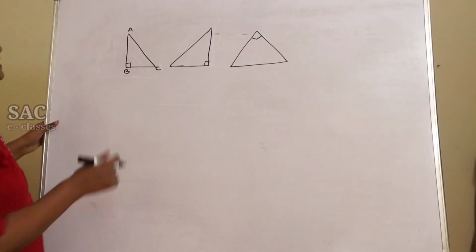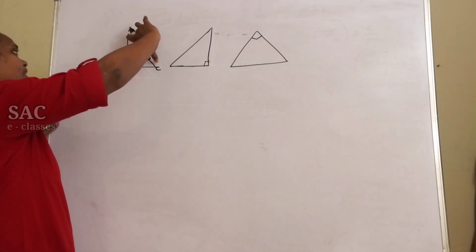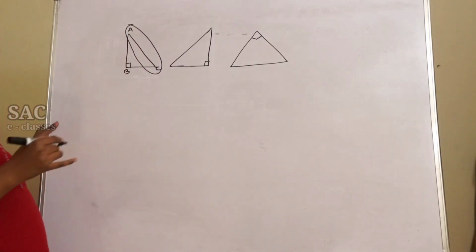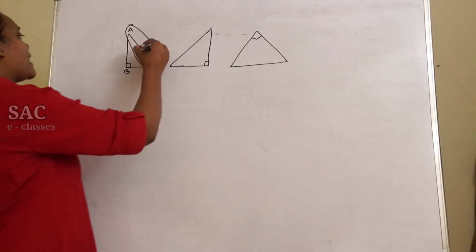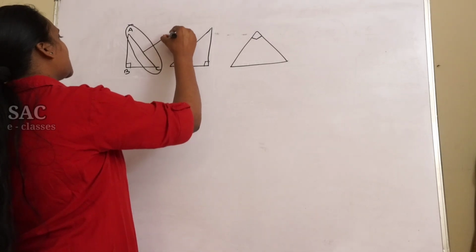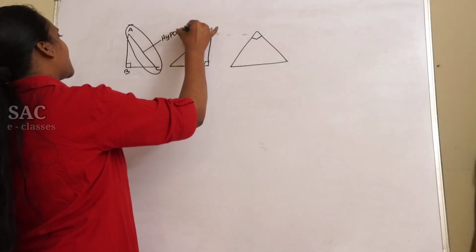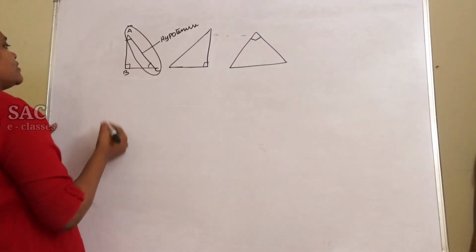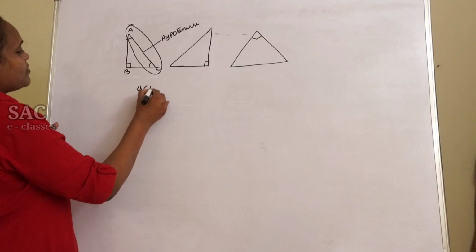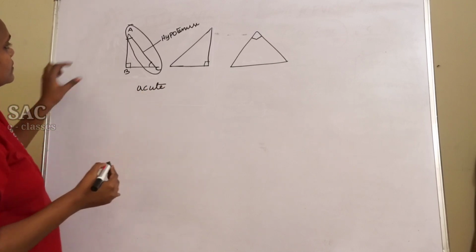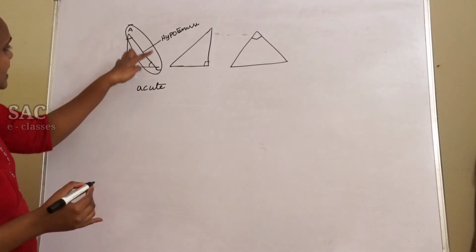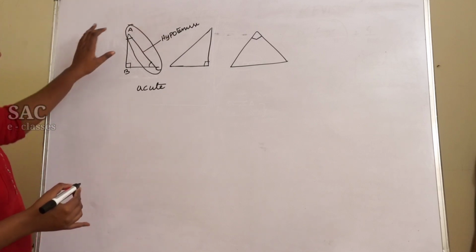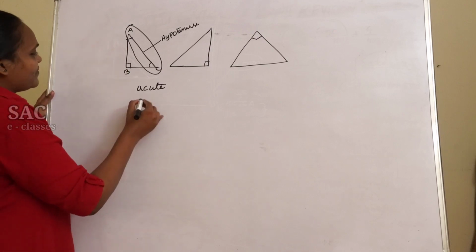The side which is opposite to the right angle is called the longest side of the right angle triangle, which is called the hypotenuse. So the side opposite to the right angle is called the hypotenuse. Then the remaining 2 angles are usually acute angles. That means the remaining 2 angles in a right angle triangle, which are acute, are called the angles of reference.